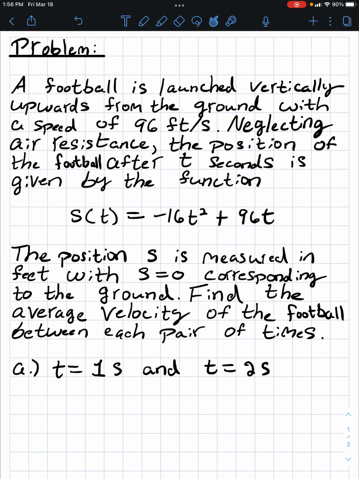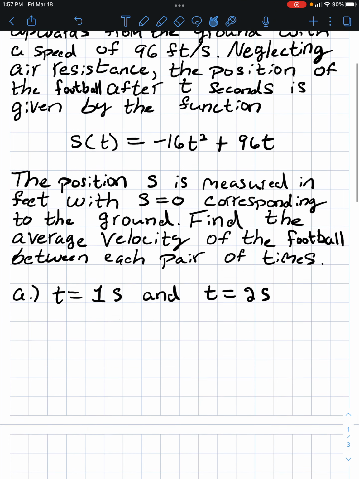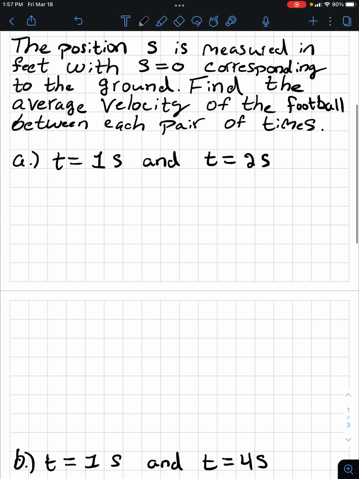Welcome back. Hopefully you were able to solve this problem. Now let's solve it together. To find the average velocity of the football between each pair of times, we need to first understand the formula for average velocity, which is to find the average velocity of the football over any time interval. It is the change in position divided by the elapsed time.